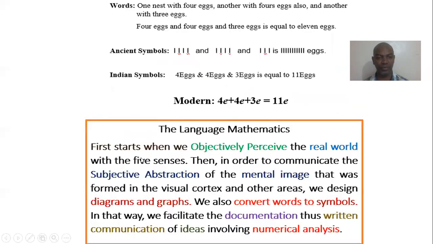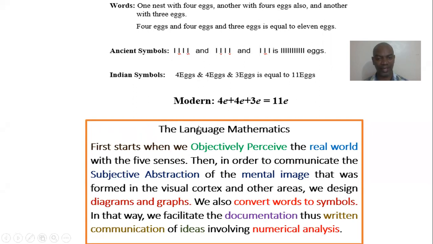So now, words: 1 nest with 4 eggs, and with 4 eggs also, and another with 3. Right, 4 and 3 is equal to 11, symbolic form, and modern mathematical form, 4 plus 4 plus 3 is equal to 11e, e for eggs. And you can see the transition from words to symbols, okay?